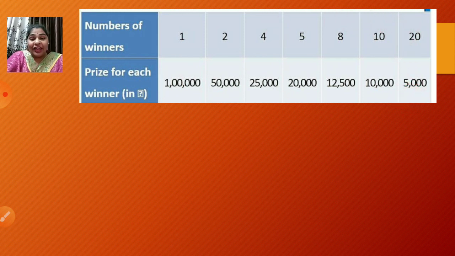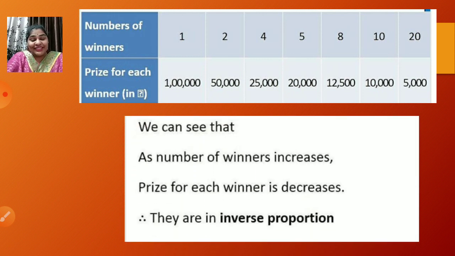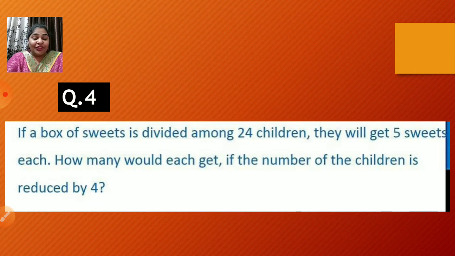Right, children? Now you can see as the number of winners goes on increasing, the prize of each winner is decreasing. So hence we can say here that the quantities are inversely proportional to each other. As the number of winners increases, the prize of each winner decreases. So they are in inverse proportion. I hope that was clear. Let us proceed to the next one.